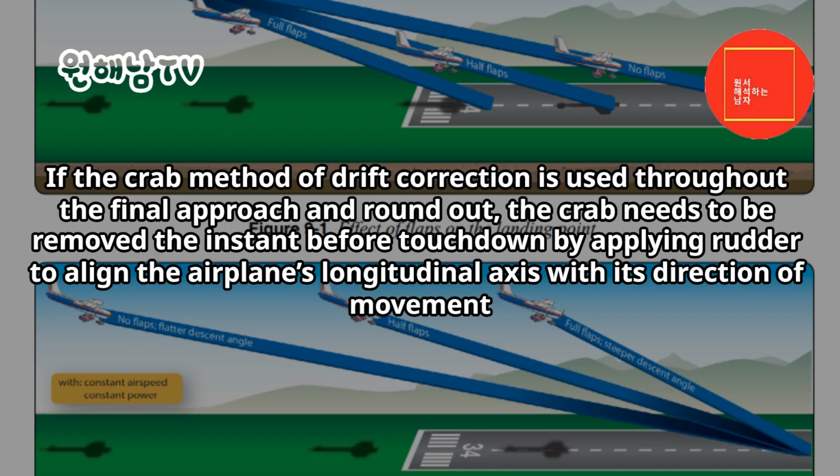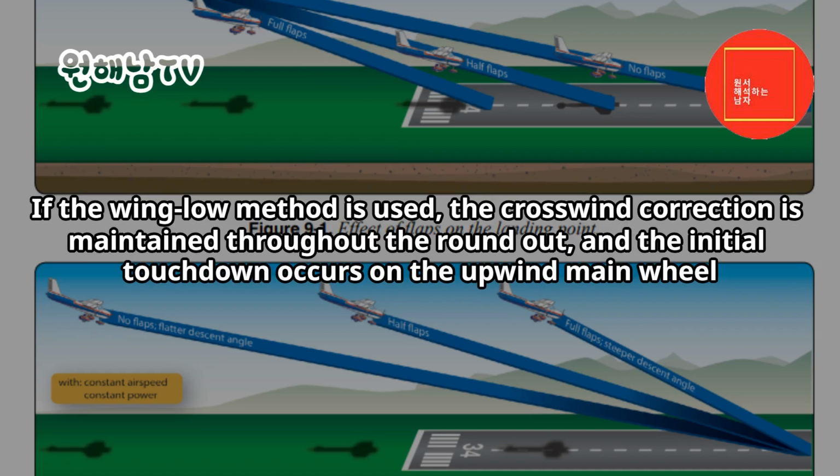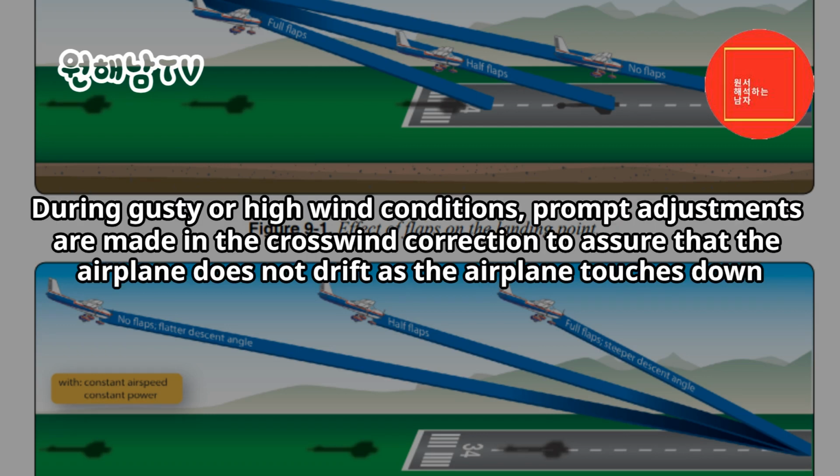Crosswind touchdown. If the crab method of drift correction is used throughout the final approach and round out, the crab needs to be removed the instant before touchdown by applying rudder to align the airplane's longitudinal axis with its direction of movement. If the wing-low method is used, the crosswind correction is maintained throughout the round out, and the initial touchdown occurs on the upwind main wheel. During gusty or high wind conditions, prompt adjustments are made in the crosswind correction to assure that the airplane does not drift as the airplane touches down.